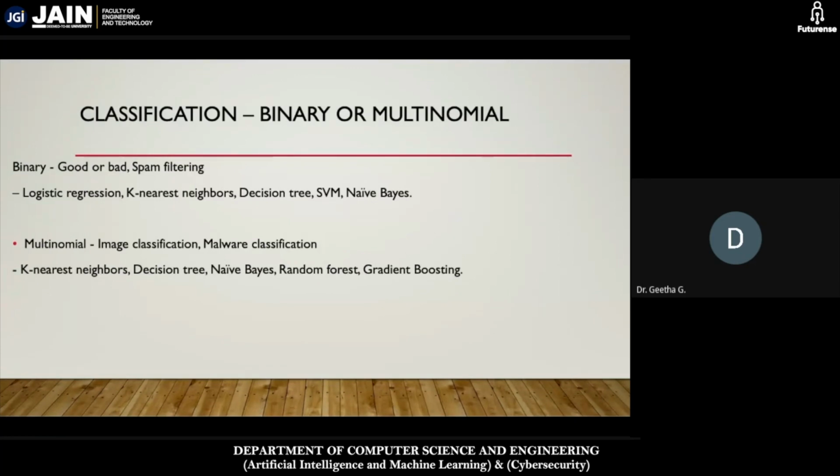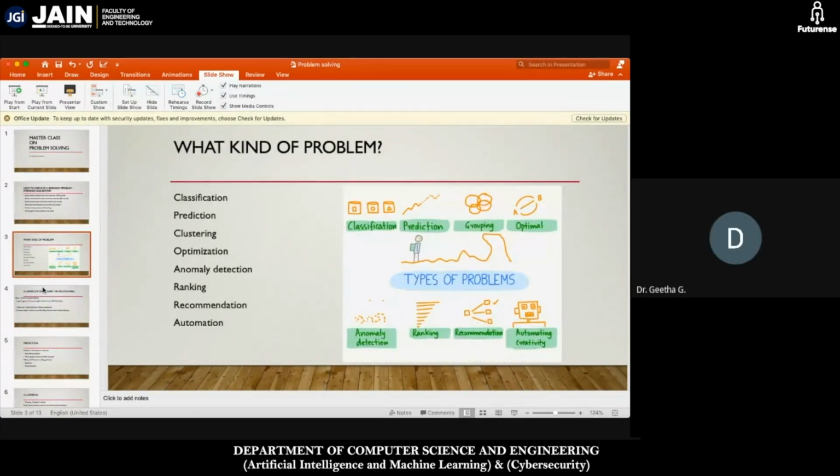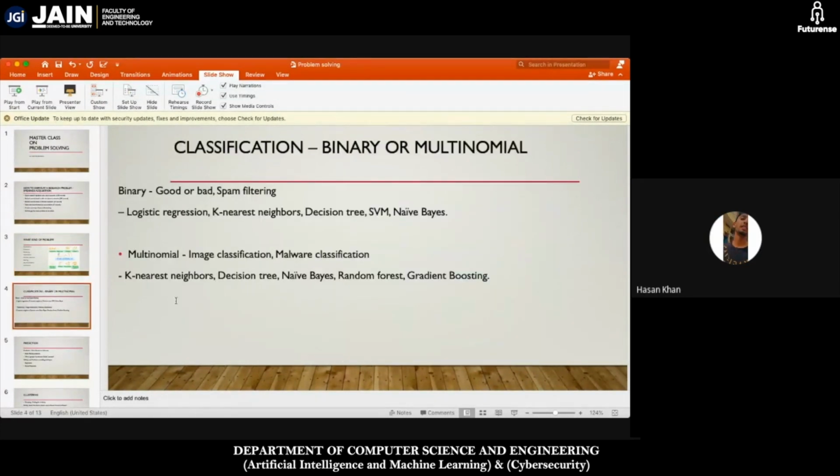So in such, can you see my screen? Yes, ma'am. Okay. So I completed binary, multinomial, and I was going for prediction. So should I repeat it again? Yes, ma'am. Okay. So this slide was okay, right? Yeah, ma'am. Okay.